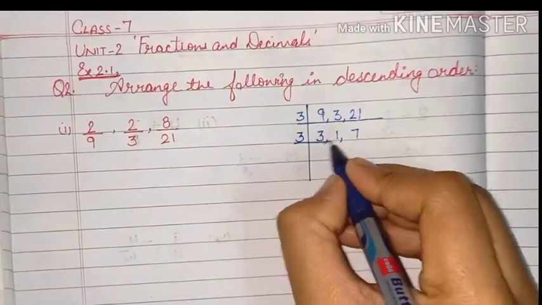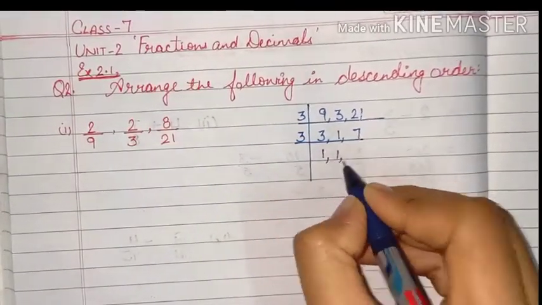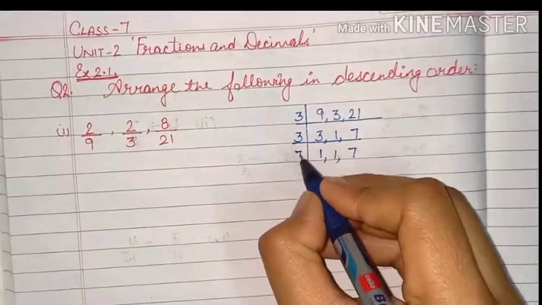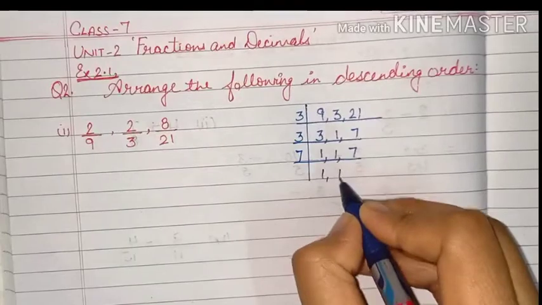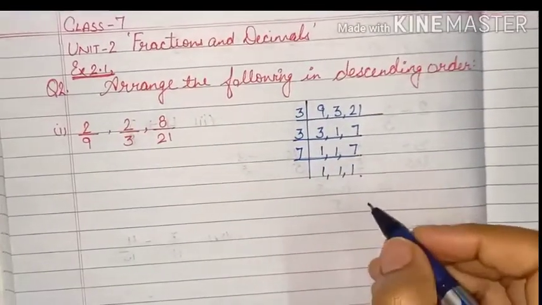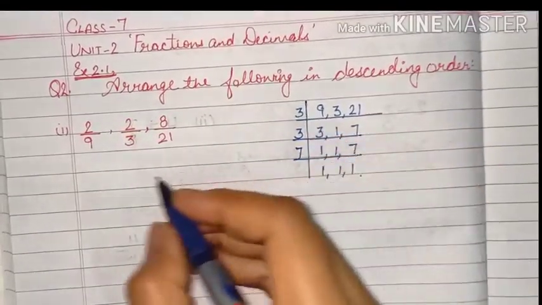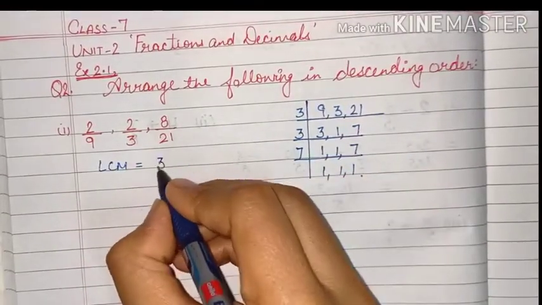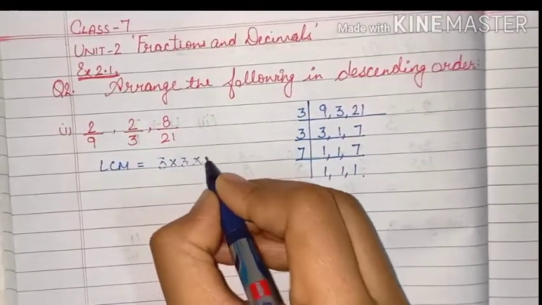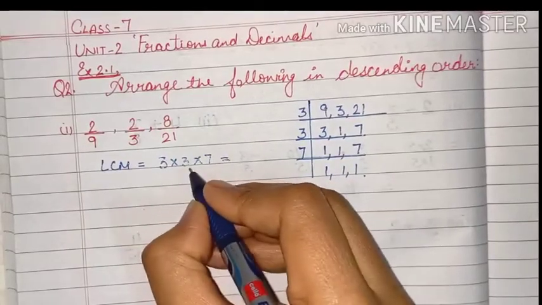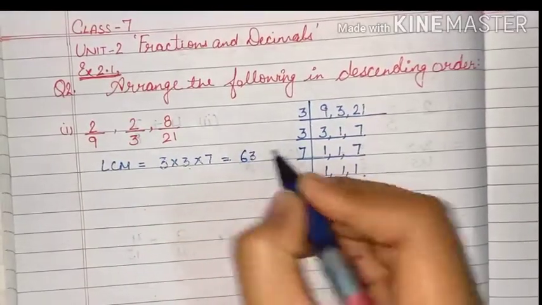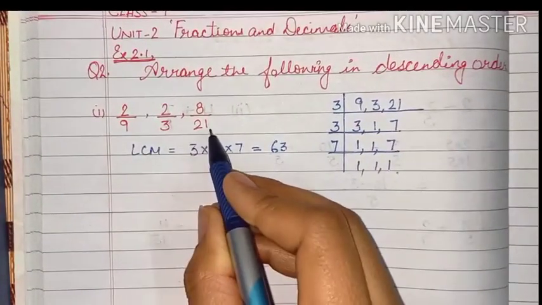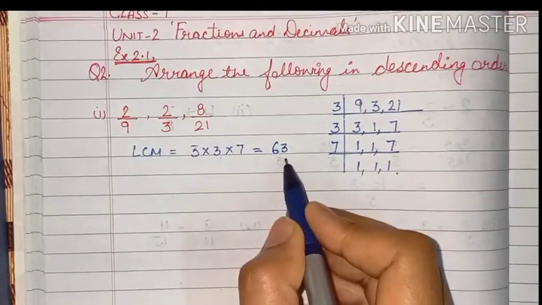Now still it is divisible by 3, 1, 1 and 7 is not divisible. So we will keep it the same. Now we will divide it by 7. So we have got the LCM here. It is the product of these three numbers, 3 into 3 into 7. 3 3s are 9, 9 7s are 63. Now we will make all these denominators equal to 63.